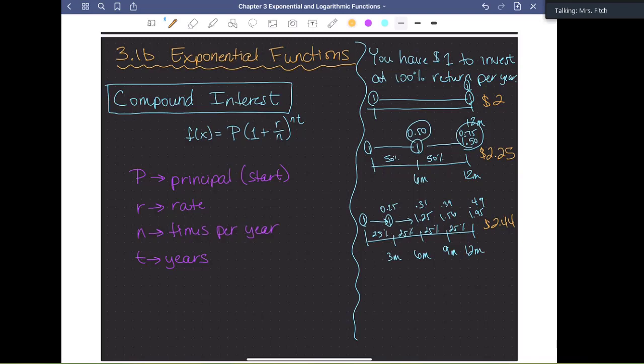So when it comes to figuring this out, as we start making those increments smaller and smaller, that interest is compounding. You're getting that interest, and then you're making interest on your interest money, and that's why it's compounding. So that interest money keeps compounding over and over again.